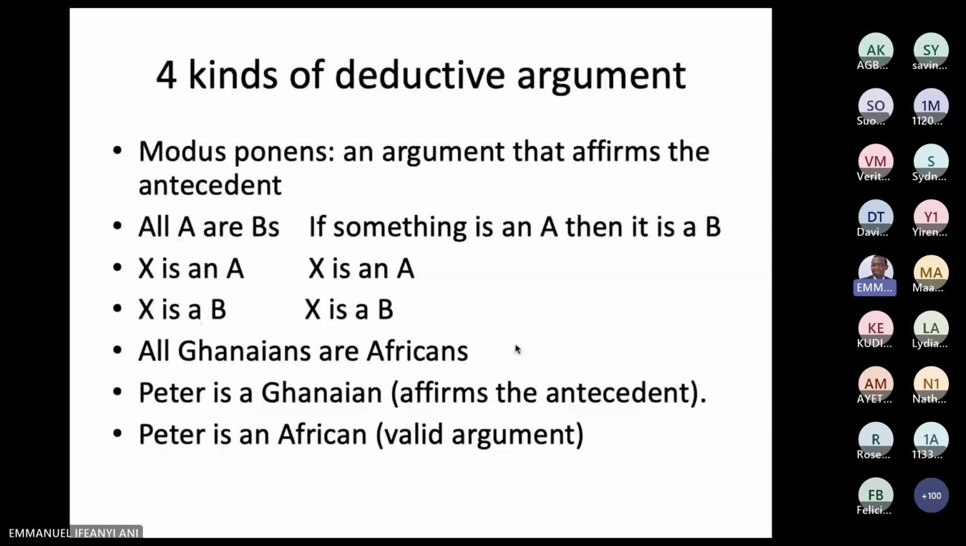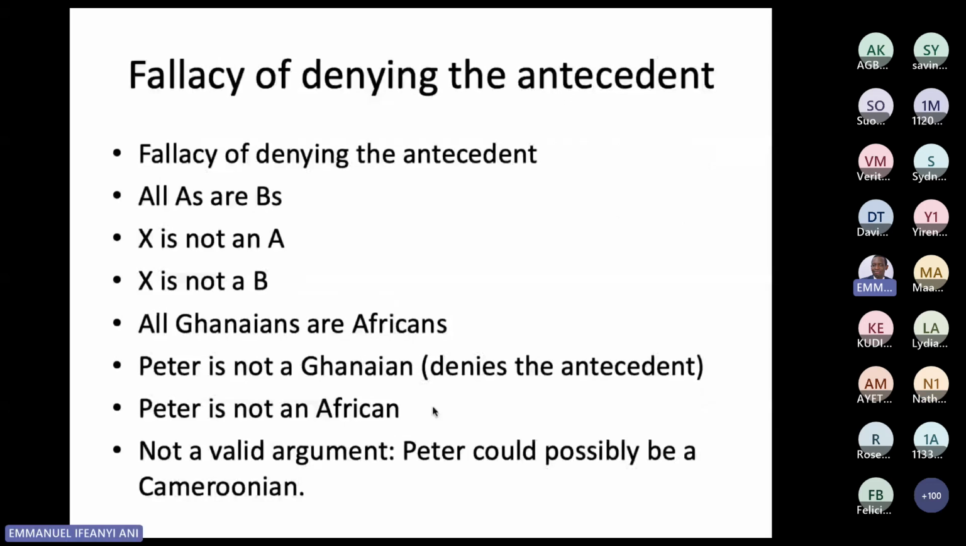Then the fallacy of denying the antecedent. All A's are B's. X is not an A. Therefore, X is not a B. All Ghanaians are Africans. Peter is not a Ghanaian, which denies the antecedent. Therefore, Peter is not an African. So we say it's not a valid argument because Peter could possibly be a Cameroonian or a South African. So you cannot reach the conclusion that Peter is not an African by saying Peter is not a Ghanaian. Peter is not a Ghanaian is not sufficient proof for Peter is not an African.